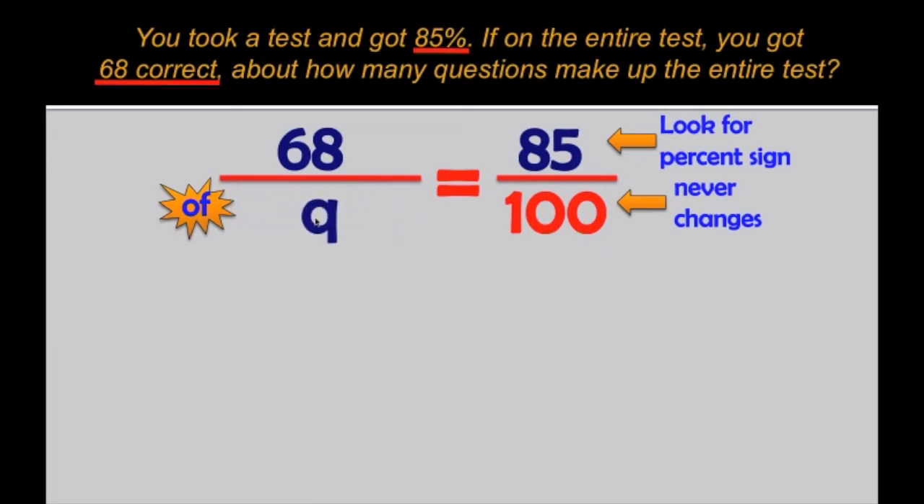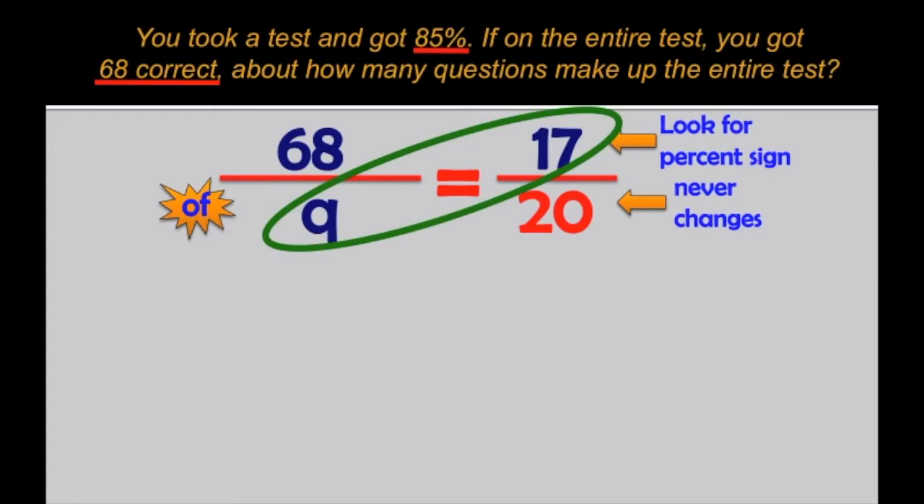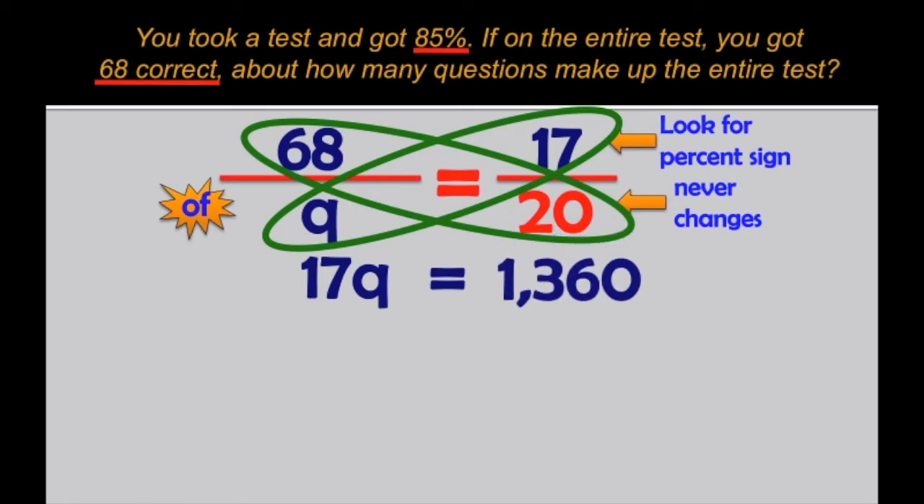Q for questions. So now we've got 68 over Q equals 85 over 100. Well, we've got our proportion set up, but can we reduce? Yes, we can reduce 85 over 100 by 5, and that gives us 17 over 20. Now that I've got my proportion set up, I'll just cross multiply and then divide. So I'll just cross multiply 17 times Q, that gives me 17Q. I'll bring down my equal sign, and then multiply 68 times 20, and that will give me 1,360.